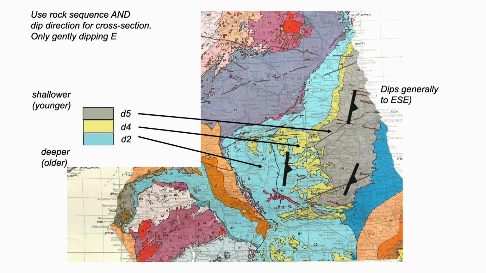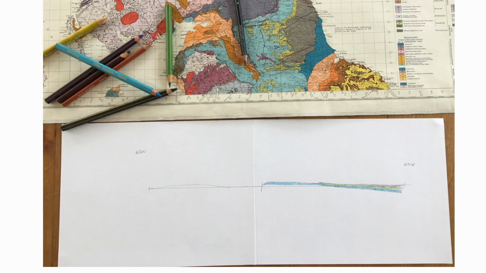Remember, we had a very simple stratigraphic order of D2, D4, D5, and the dips are gently down to the east-southeast, like this. We also inferred that the basal unconformity was quite close to the surface because of that inlier that we looked at when we were looking at the map.